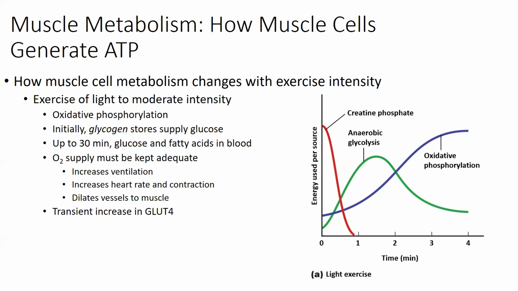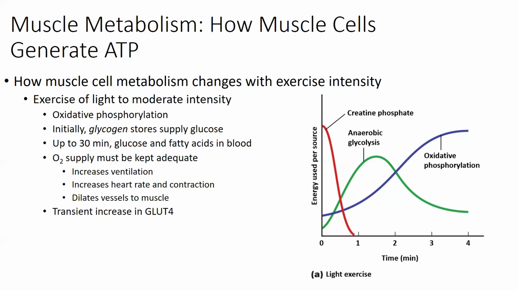But there's an initial time, the first 30 minutes of light intensity exercise, where anaerobic glycolysis is contributing, breaking down your stored glycogen. Remember we said that glycogen is the storage form of glucose. This is how muscles put glucose away in a reserve. Because you have that reserve glucose, you're going to break that down for the first 30 minutes of light intensity exercise, and then you're going to move to oxidative phosphorylation.